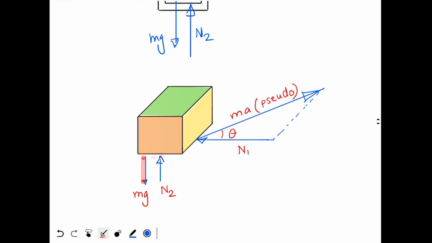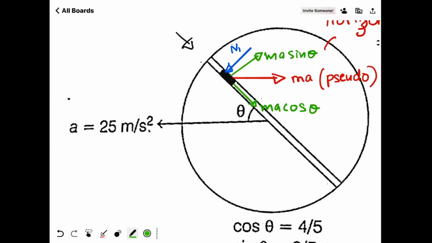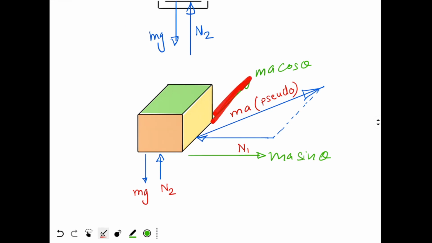Okay. Now this pseudo force has got two components. One along this direction, ma. This angle is wrong. Okay, this will be ma cos theta along the groove, and then we have over here ma sin theta perpendicular to groove. Okay, just like I drew over here. This component is ma cos theta, and this component is ma sin theta. So this is my component along the groove ma cos theta. This is the component perpendicular to groove ma sin theta.